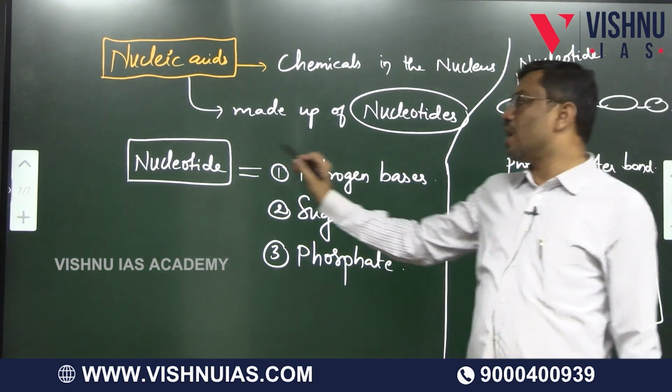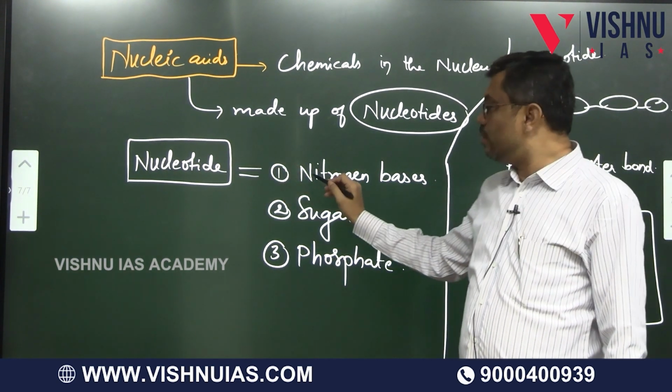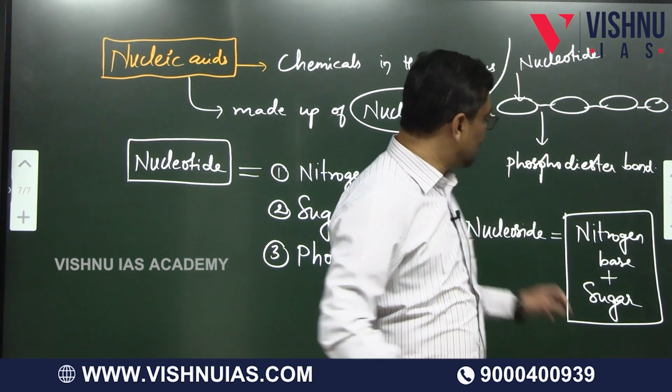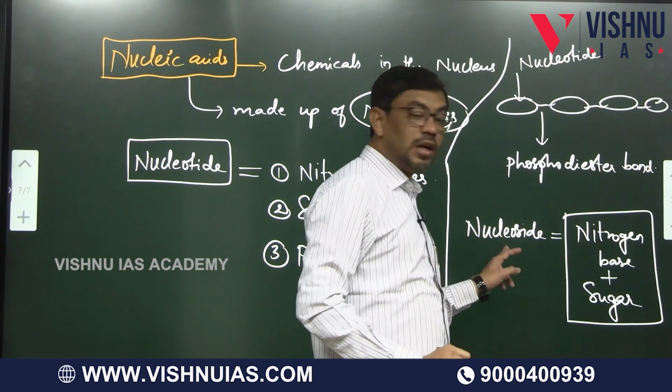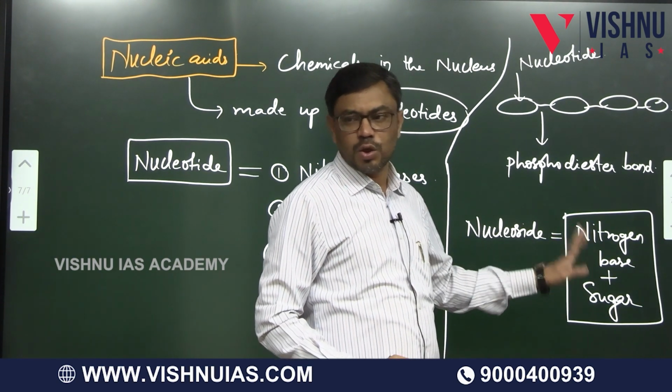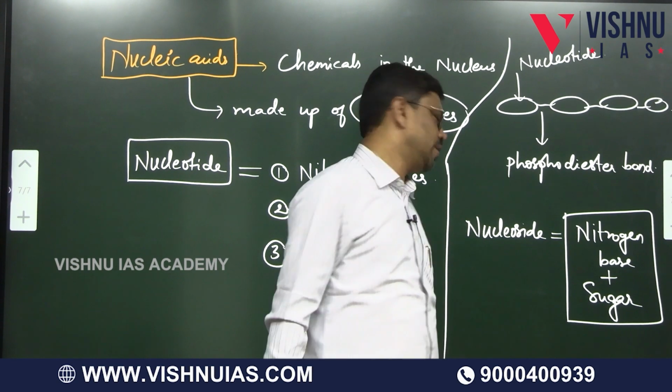So what is the composition of a nucleotide? Nitrogen base, sugar and phosphate. If you exclude the phosphate, then it is called nucleoside. So nucleoside contains nitrogen base plus sugar. Up to here clear?